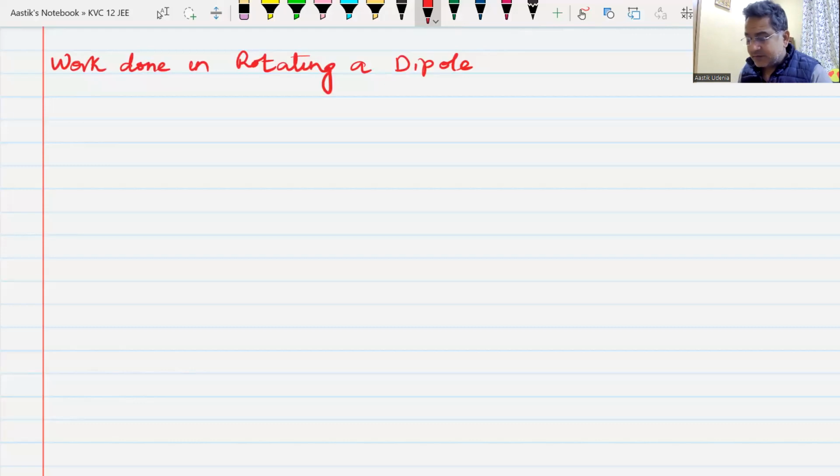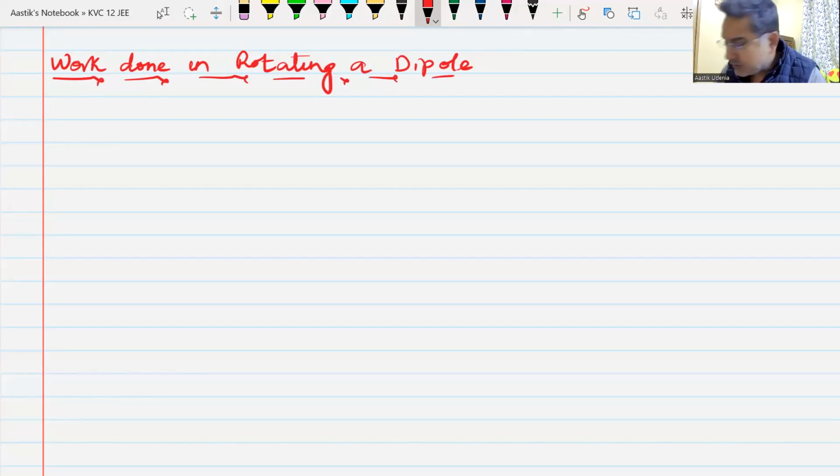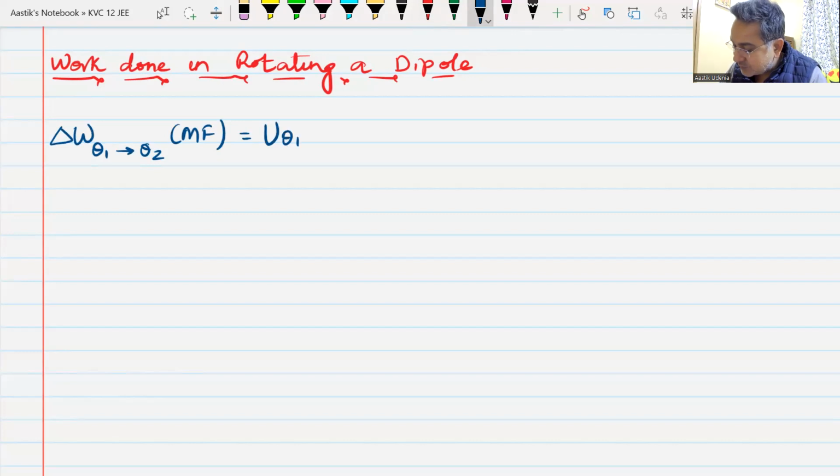That takes us to the next heading, work done in rotating a dipole. What is the work done in rotating a dipole? We have discussed it so many times. Work done in rotating it from theta 1 to theta 2 by magnetic force will be energy at theta 1 minus energy at theta 2. Do we remember this?